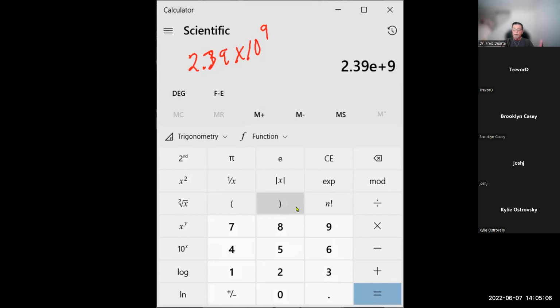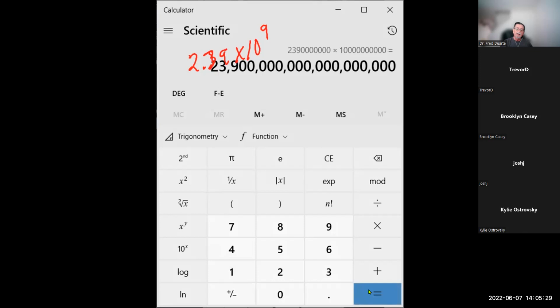Now the number is input into the calculator. Now I can do whatever mathematical function I want to do. I can multiply, divide, subtract, whatever you want to do, but that big number is in the calculator now, okay? If I were to multiply this number by, I don't know, 1 times 10 to the 10th power, that's my answer, right?